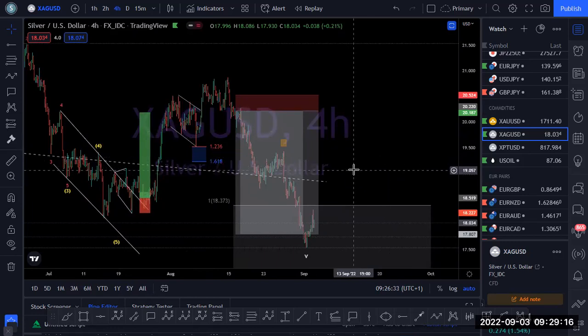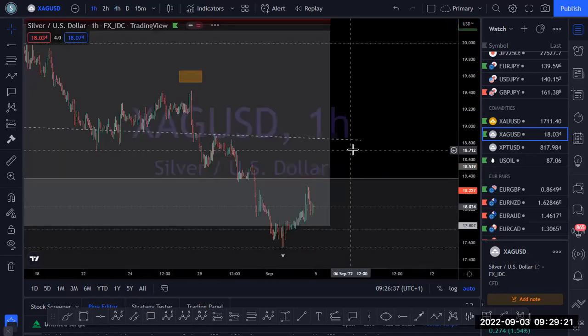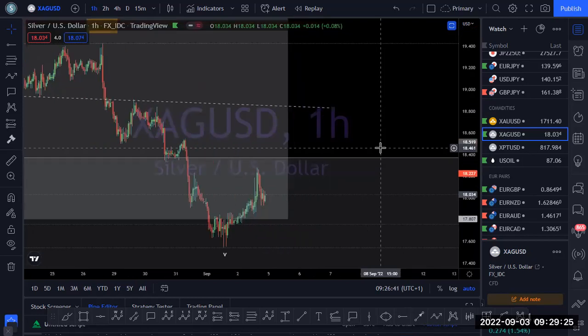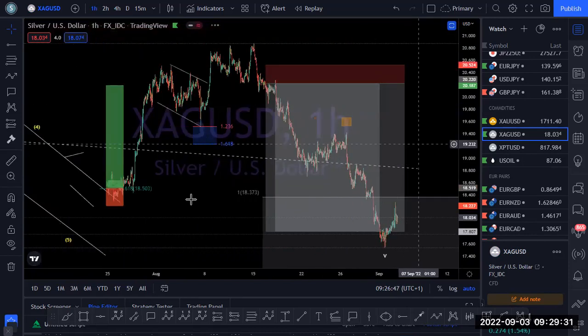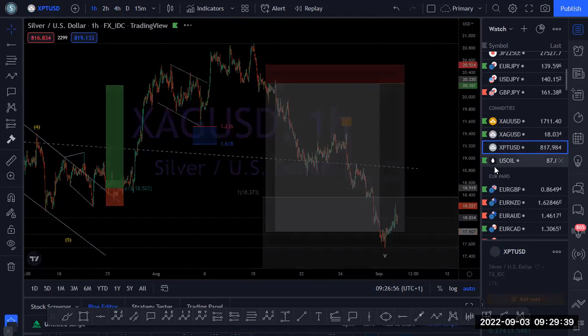But I will not sell silver again. I can sell gold, but silver, no. So I'm looking for a buy pattern to buy silver. I might ignore gold and buy silver unless I see a quality signal that it will sell. Okay, platinum.